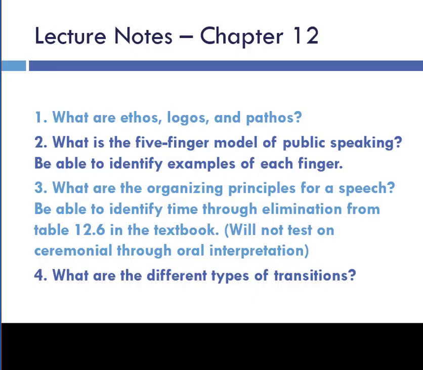Here are some key concepts I want you to understand as we talk about Chapter 12, Organizations and Outlines in this lecture. By the time we're done with the lecture, you should be able to define ethos, pathos, and logos, name and give examples of all 5 fingers of the 5-finger model of public speaking, discuss some of the organizing principles for a speech, and then identify the different types of transitions.